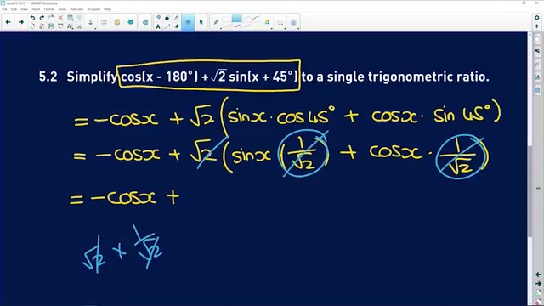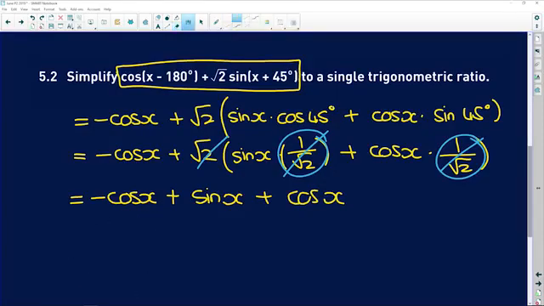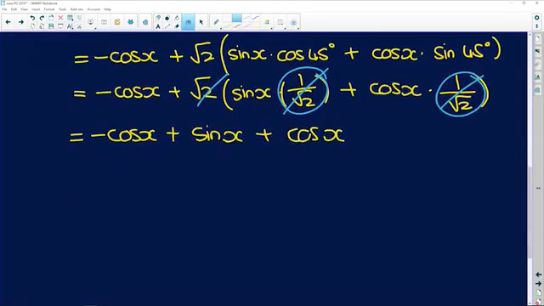Okay, so we're going to get plus sine x plus cos of x. Okay, so now if we look here, negative cos of x plus cos x gives us 0, and then we're left with sine of x, and that is one single trigonometric ratio.